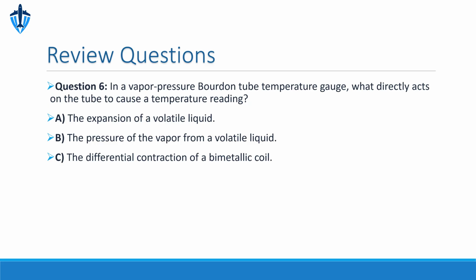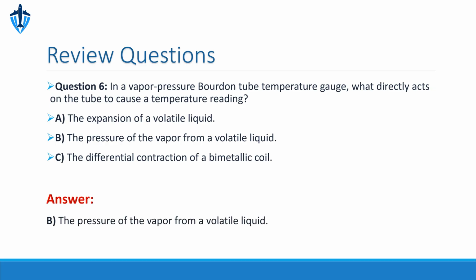Question 6. In a vapor pressure Bourdon tube temperature gauge, what directly acts on the tube to cause a temperature reading? A. The expansion of a volatile liquid. B. The pressure of the vapor from a volatile liquid. C. The differential contraction of a bimetallic coil. The correct answer is B.